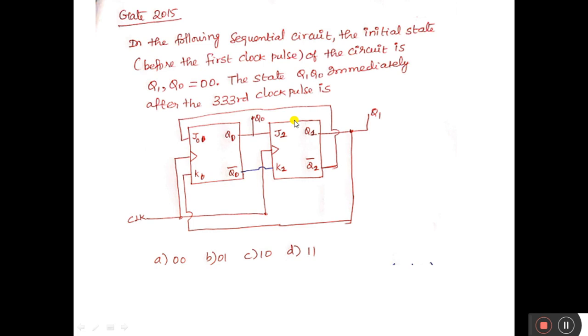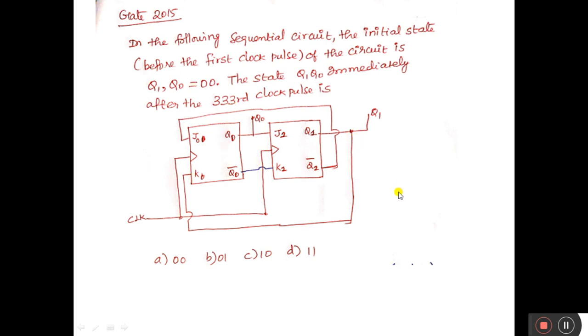Next one, take it as a practice question. In the following sequential circuit, the initial state, that is before the first clock pulse, Q1 Q0 is 0 0. The state Q1 Q0 immediately after the 333 clock pulse is? The options given: option A 0 0, option B 0 1, option C 1 0, option D 1 1. The question is the state Q1 Q0 immediately after the 333 clock pulse.